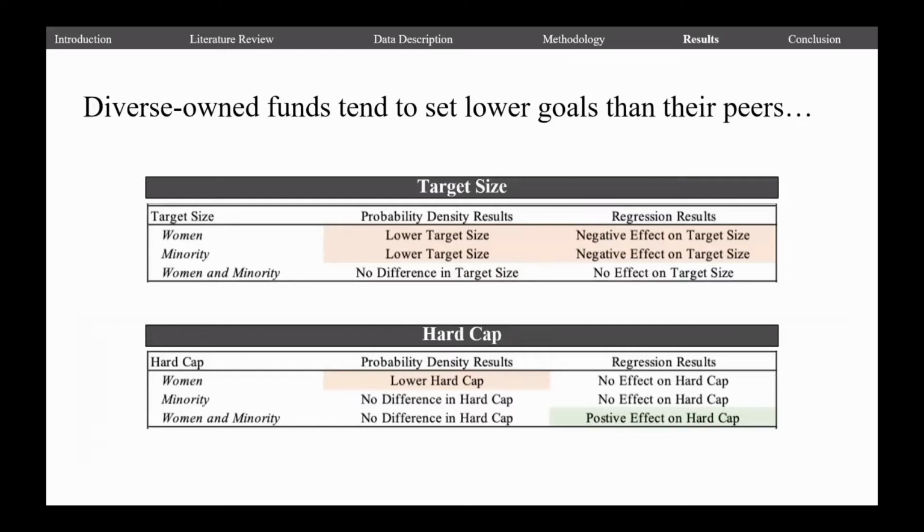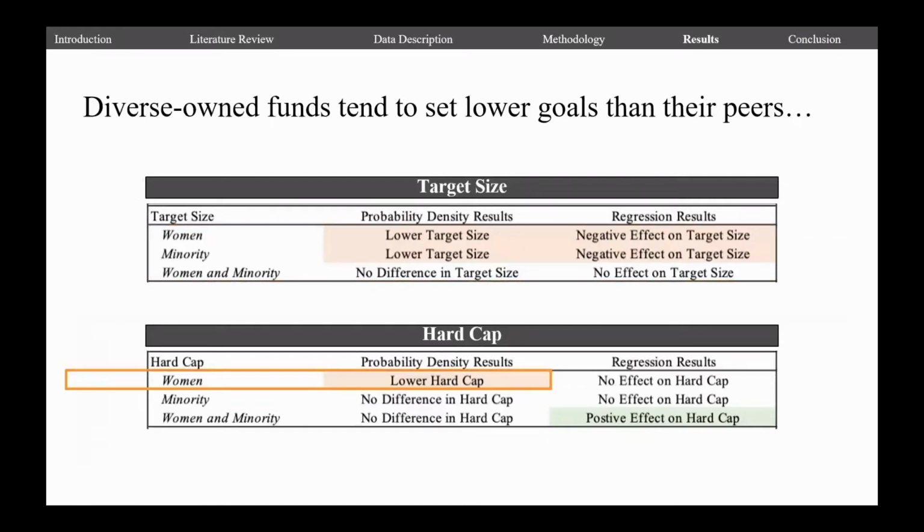We start with the question of the relationship between diverse ownership and fundraising goals. We find that diverse-owned firms set lower targets than their counterparts on average. This relationship is largely explained by the direct negative effects of diverse ownership on target size, but is also partially influenced by several correlations that further decrease average target size among diverse-owned firms. Interestingly, correlations between diverse ownership and vintage year and firm experience suggest that we should expect target size among diverse-owned firms to increase in the coming years.